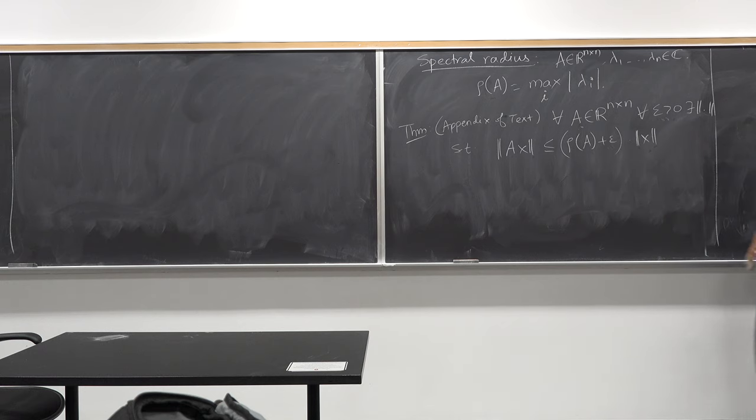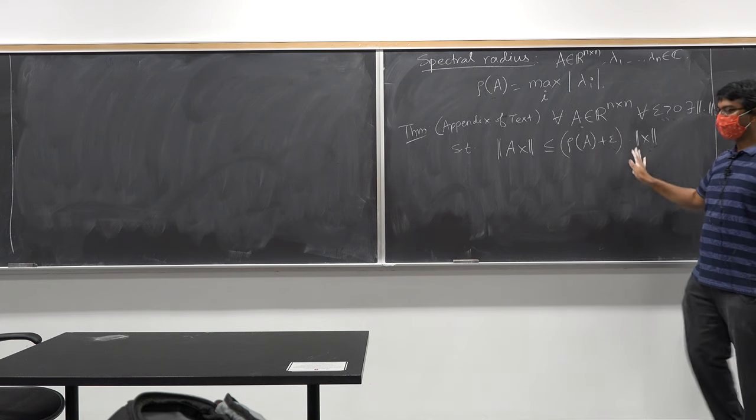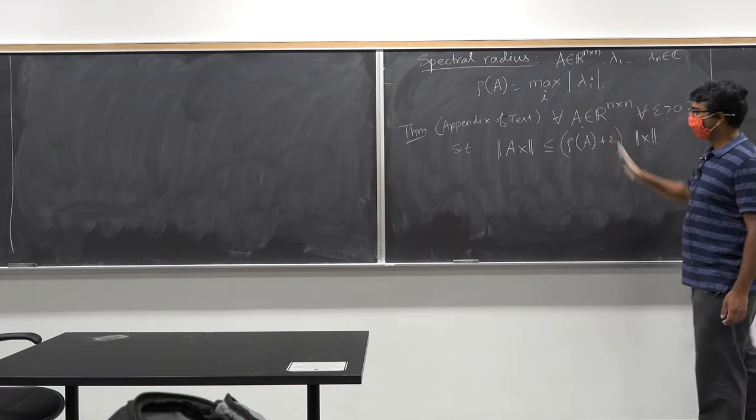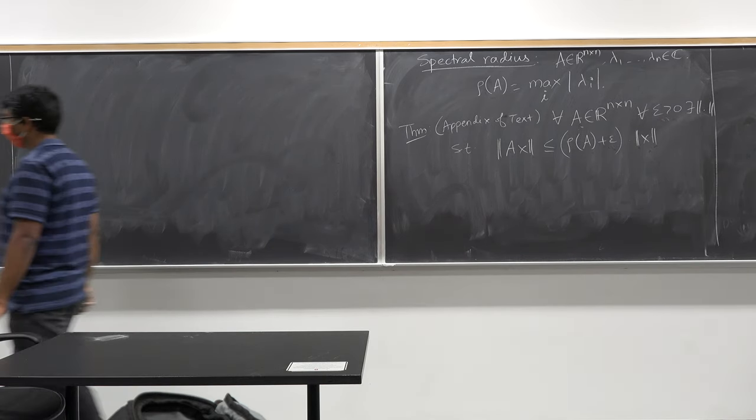This epsilon needs to be there if A is not diagonalizable. If A is diagonalizable, we don't need to have this epsilon. Then this inequality would hold even without the epsilon, by an appropriate choice of norm.